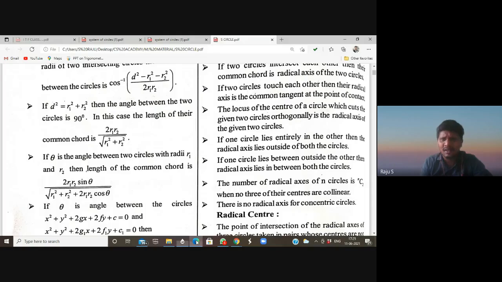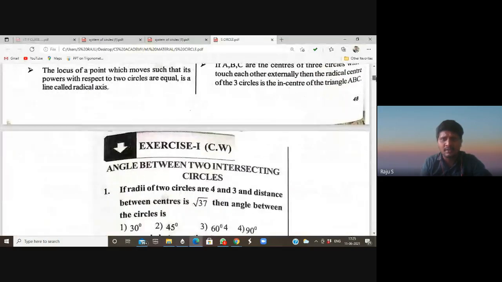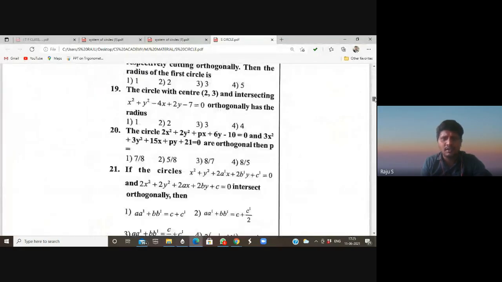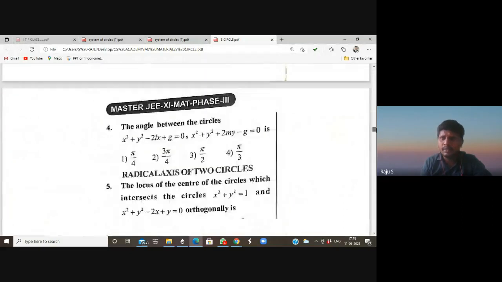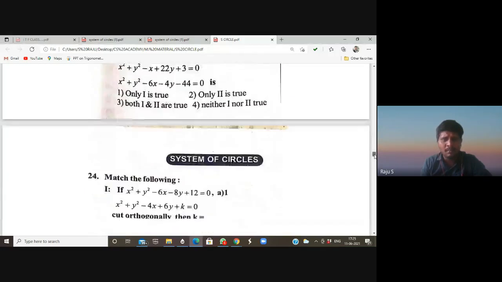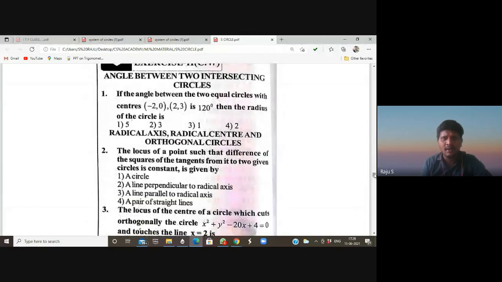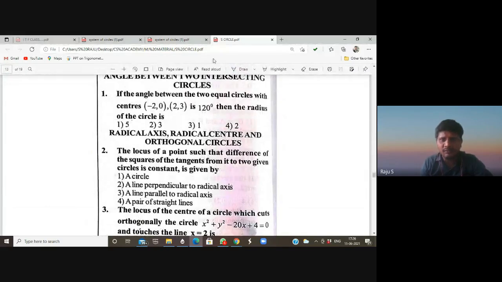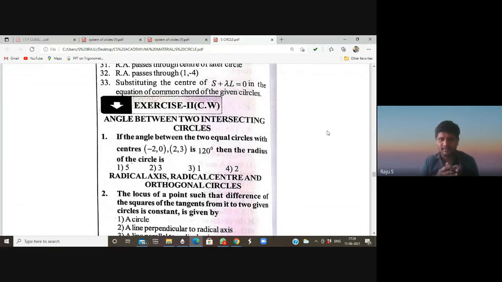This is what is meant by radical center. I think mostly we discussed all the points related to the radical center also. Let's start the second exercise. I hope that you understood this, because without knowing the concept, if we enter directly into the second exercise, we may not be able to do anything, right? Right. What is the first question here? Angle between two intersecting circles.